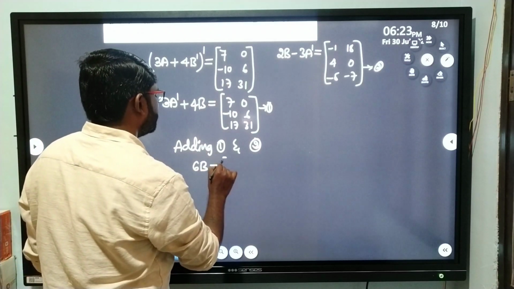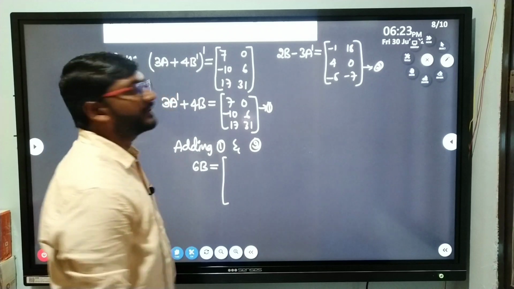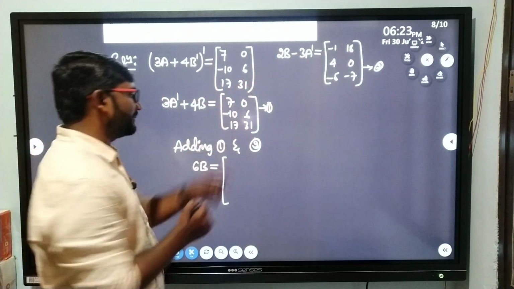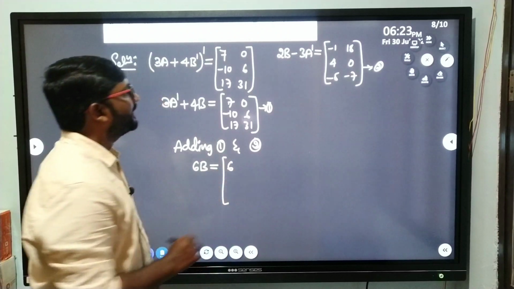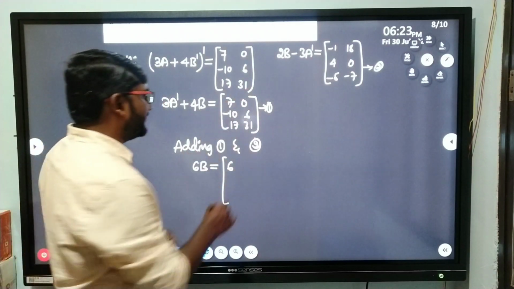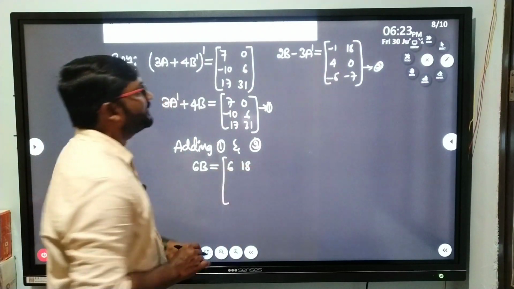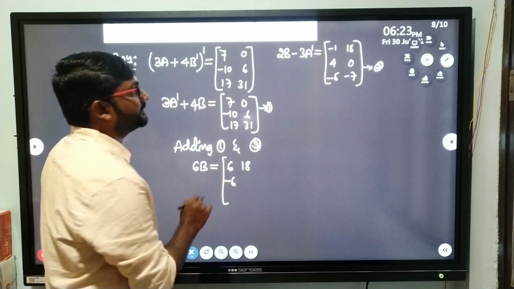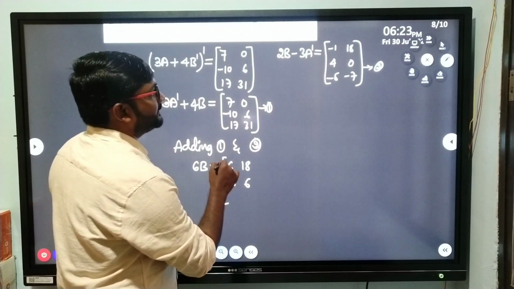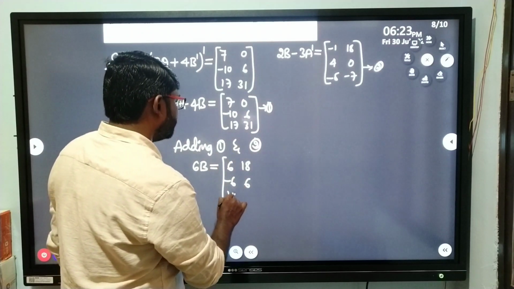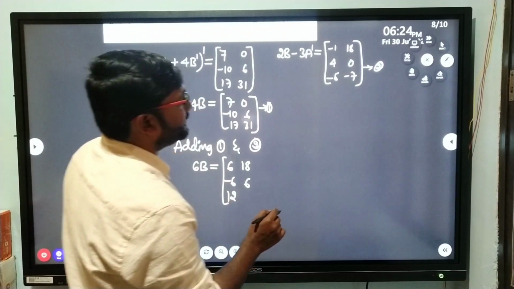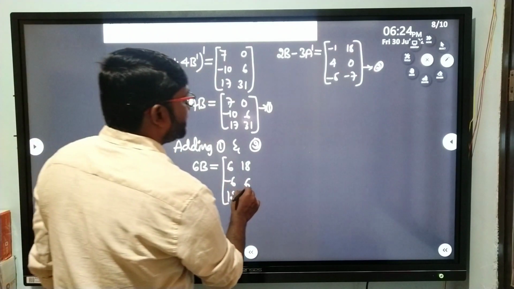This is equal to, now add the corresponding elements. The first element, 7 - 1, is 6. Then 0 + 18 is 18. Then -10 + 4 is -6. Then 6 + 0 is 6. 17 - 5 is 12. Then 31 - 7, so how much do we get? 24.